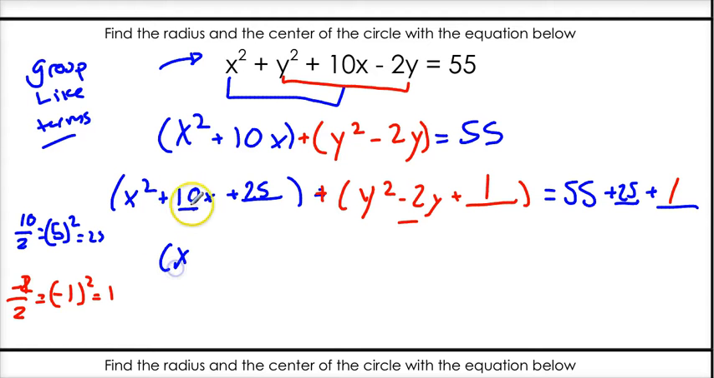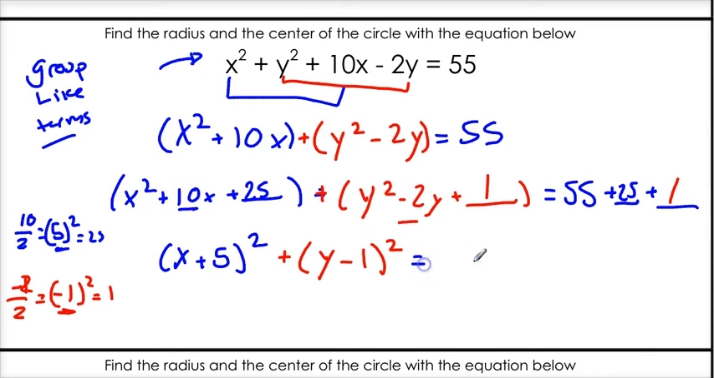So we do x plus the half of the 10, which was our 5. Remember, that's what we're going to put over here. Squared. Plus, we got to take half of that, so it's y minus 1 squared. And that's going to be equal to 81 when we add these numbers together.